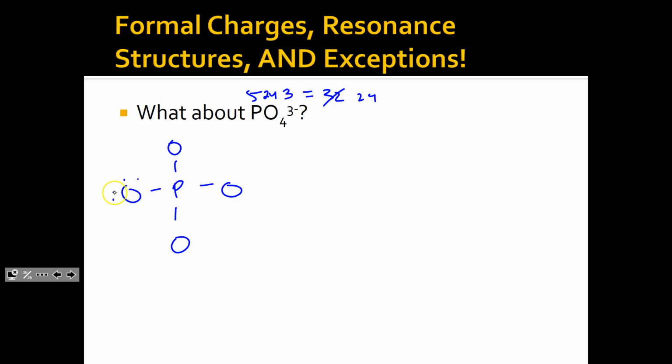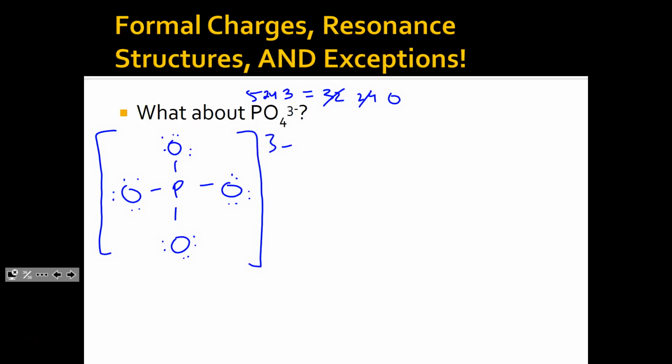Take care of my oxygens first. There's 2, 4, 6, 8, 10, 12, 14, 16, 18, 20, 22, and 24. So I satisfied all my oxygens. My phosphorus is also satisfied. So put brackets around here, put the charge on the outside. This is a valid Lewis dot structure. This will get you 100% on the test for this question.